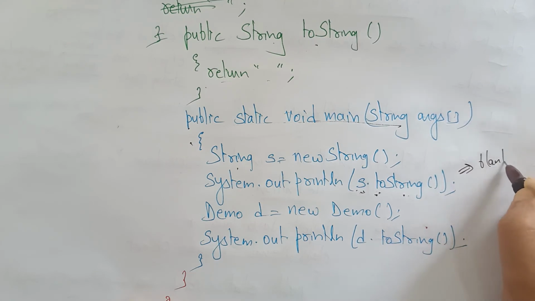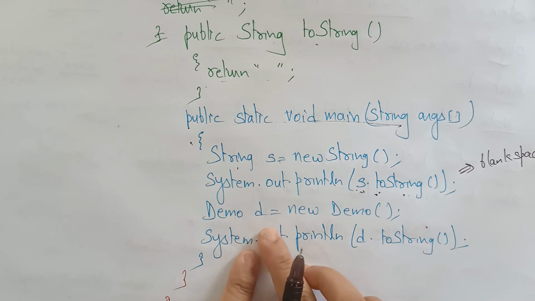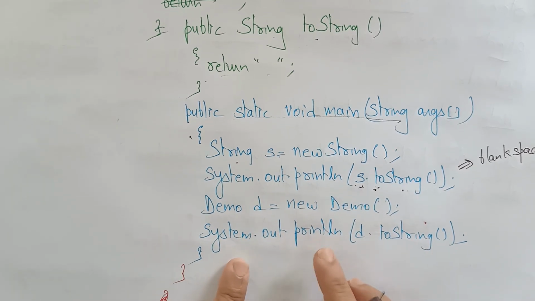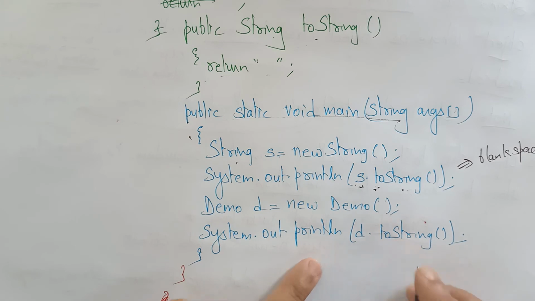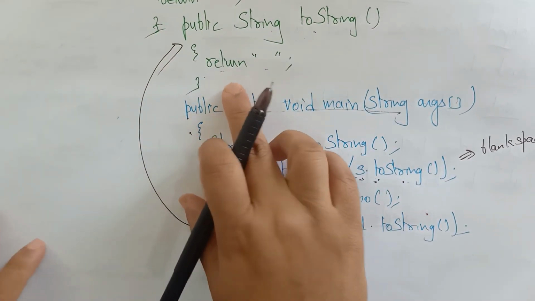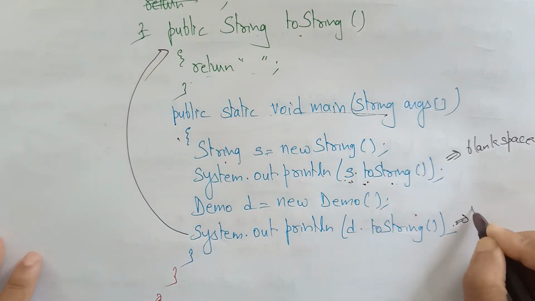The blank space is printed. But previously, whenever Demo d = new Demo was written, a class object was created and it printed the hash code. But here it is overridden. The Object class toString method can be overridden in the Demo class. So now for d.toString, the controller will go here. Whatever the hash code was, that is overridden, and it also prints the blank space.